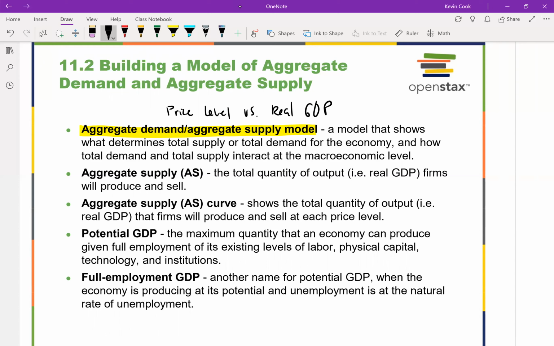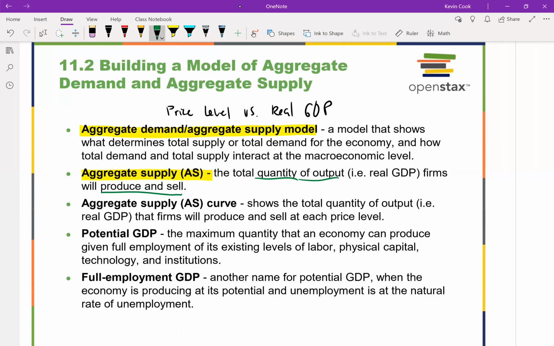And the difference between this and a regular demand and supply is that this is going to look across the entire economy and not just an individual good. So for aggregate demand, aggregate supply, we have two fronts to this. The first is called aggregate supply. What this looks at is how much quantity of output firms will produce and sell at every price level. As you can imagine, this will be upward sloping.